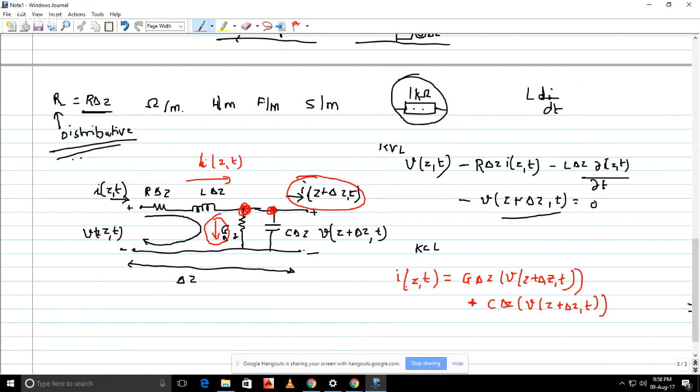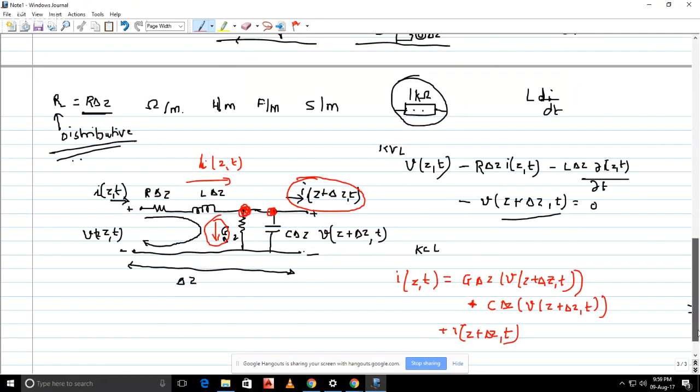Because I'm writing the other side, so we know KCL is all incoming currents is equal to all outgoing current. So here is one outgoing current, here is one outgoing current, and here is one outgoing current. So there are three outgoing currents, and this is the incoming current. So I'll write it like this. We can combine both the branches directly, that's not a problem. Okay, and then finally we have plus I of z plus delta z comma t. Okay, so this is my KCL.